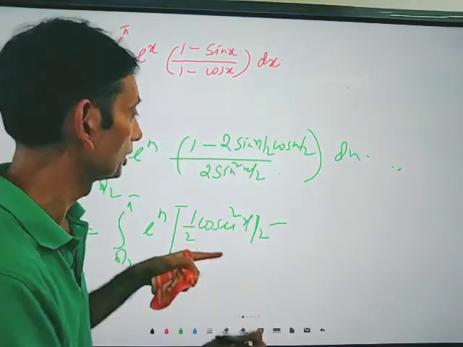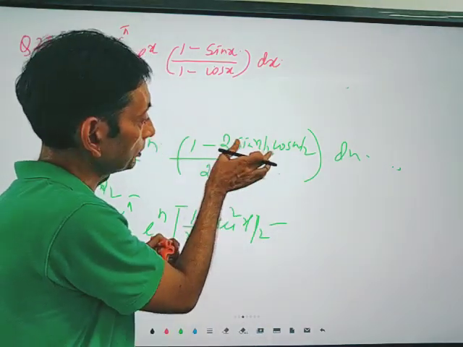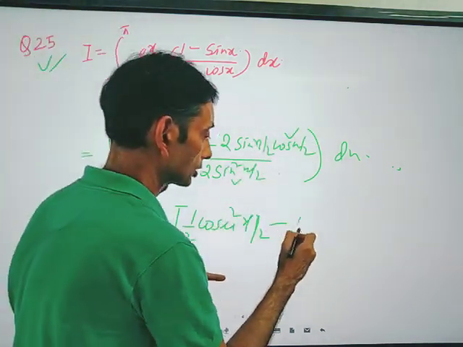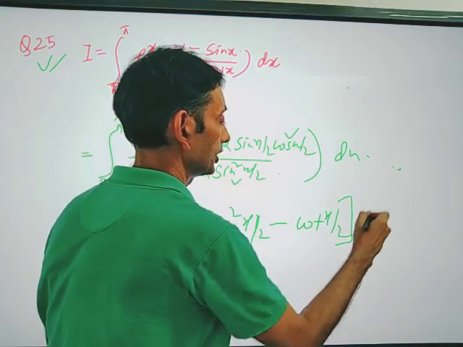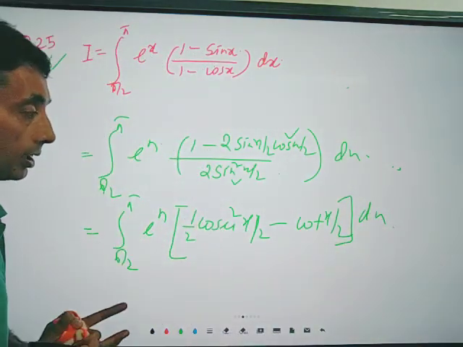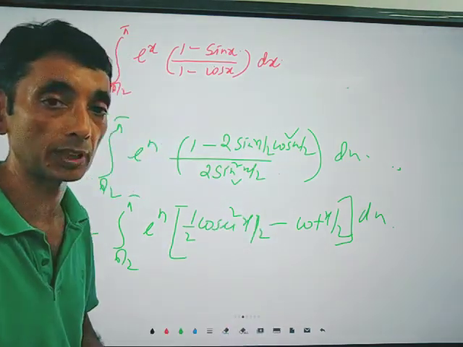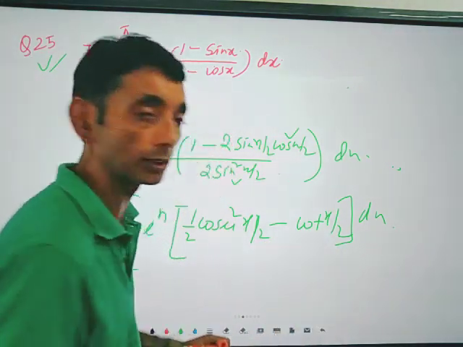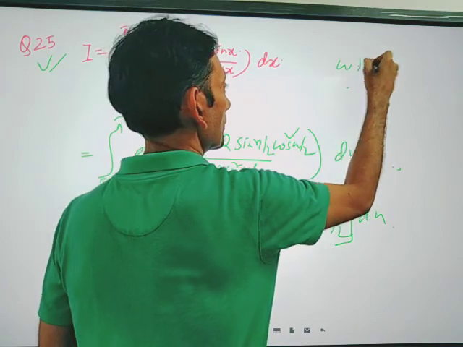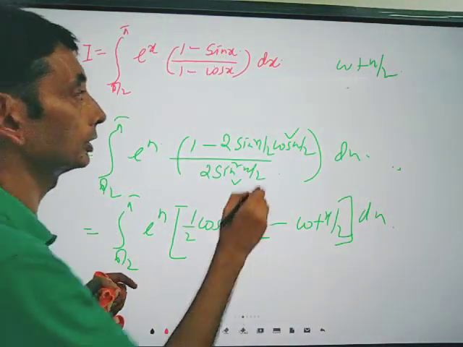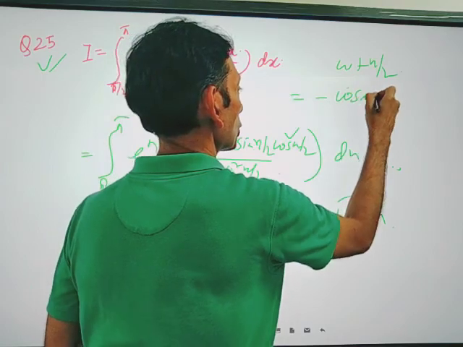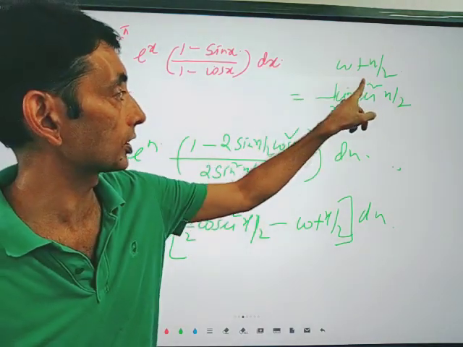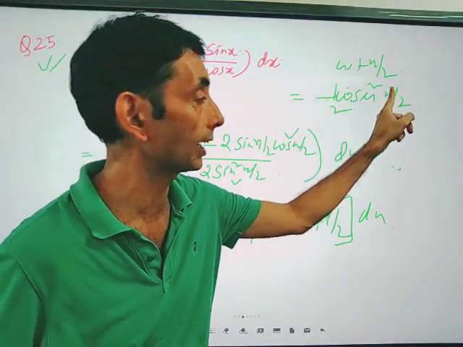Minus, what's the second term? This 2 will get cancelled out. One sin x by 2 with one sin x by 2 will get cancelled out. Only cos x by 2 and sin x by 2 will be left, that is cot x by 2 dx. Now let us check whether one function is the differentiation of the other or not. So what is the differentiation of minus cot x by 2? We know the differentiation of cot x by 2 is minus cosec square x by 2 into half. Cot x by 2 differentiation is minus half cosec square x by 2.